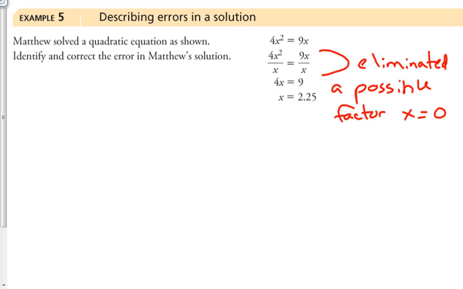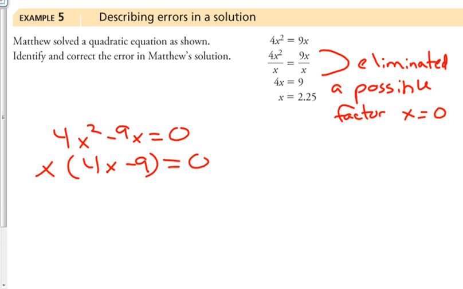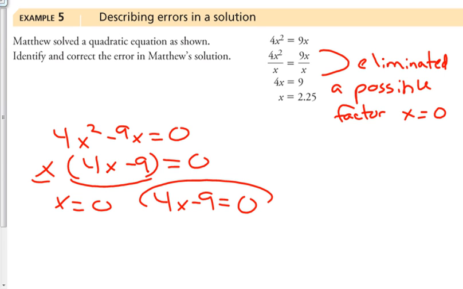Let's correctly solve this equation. 4x squared minus 9x is equal to 0. I'm going to factor out an x. x times 4x minus 9 is equal to 0. So here I have x is equal to 0, that's one factor, and I can set the other one to 0 as well. 4x minus 9 is equal to 0. Then I can isolate x. Isolating x, I get 4x is equal to 9. x is equal to, if I plug that into my calculator, divide by 4 on both sides, 2.25.